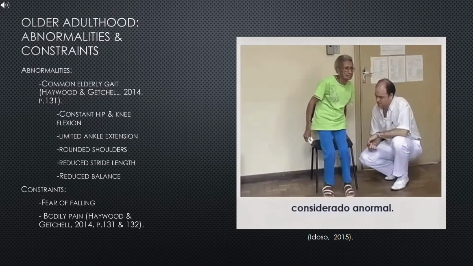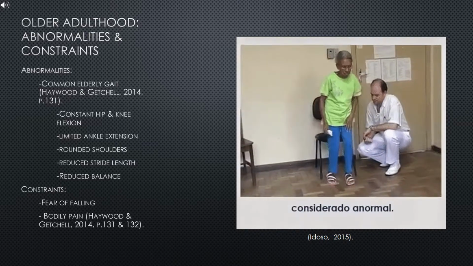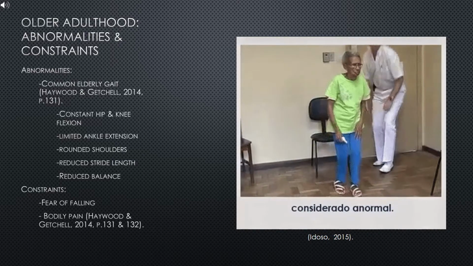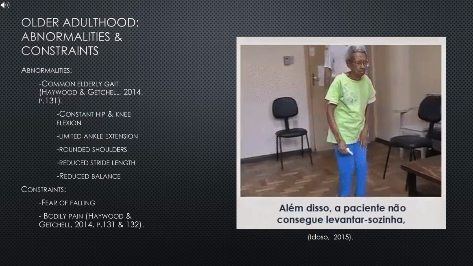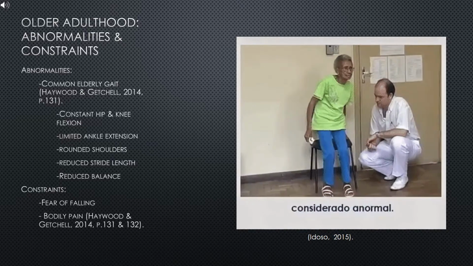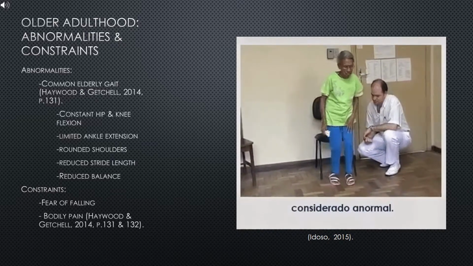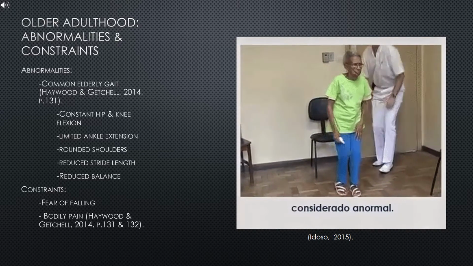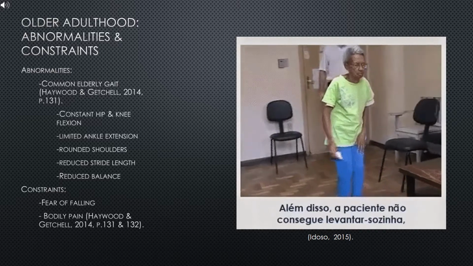Continuing on in the presentation, we move on to older adulthood where we see a more elderly woman to the right walking. So just abnormalities that I saw within her gait is that she has very common elderly gait as described in our textbook. She has constant hip and knee flexion throughout her gait. Her ankle is limited in extension.